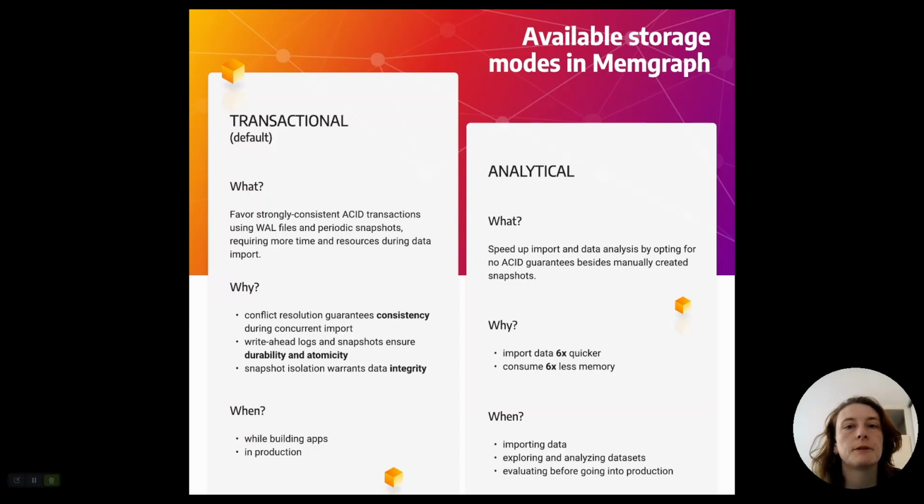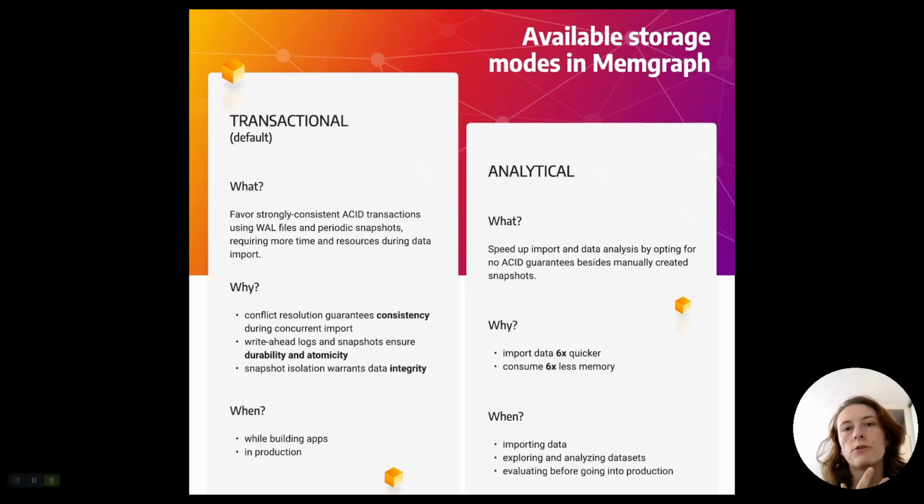Probably the biggest news in Memgraph 2.7 is that now it can run in two different storage modes, transactional and analytical. If you've been using Memgraph before, you've been using only the transactional storage mode. That is the mode that favors strongly consistent ACID transactions. It's using WAL files and periodic snapshots. This is very useful when you have concurrent imports, when data is being created, updated, and changed very quickly, and you need to have proper isolation of transactions so that everything in your database is correct.